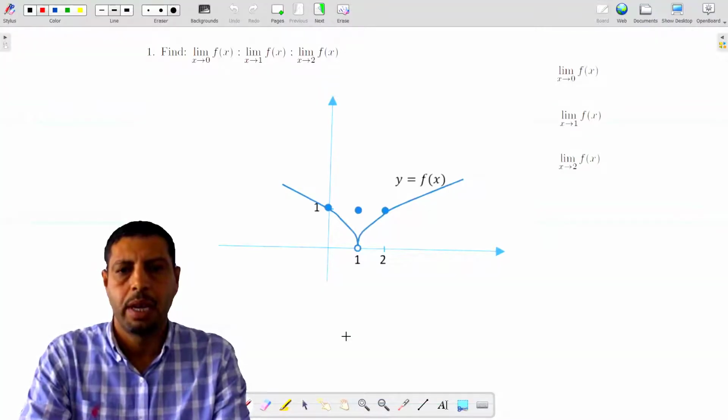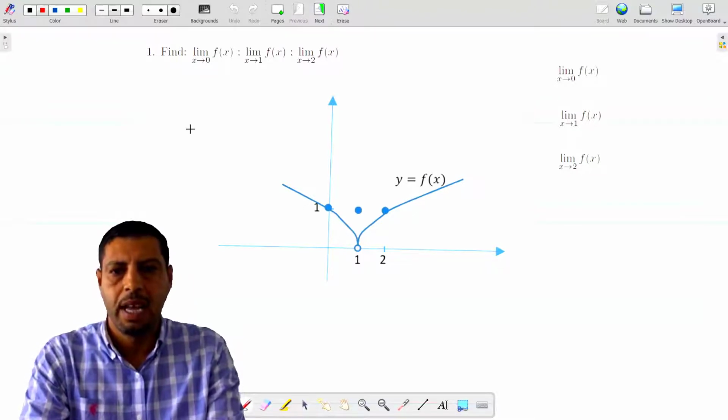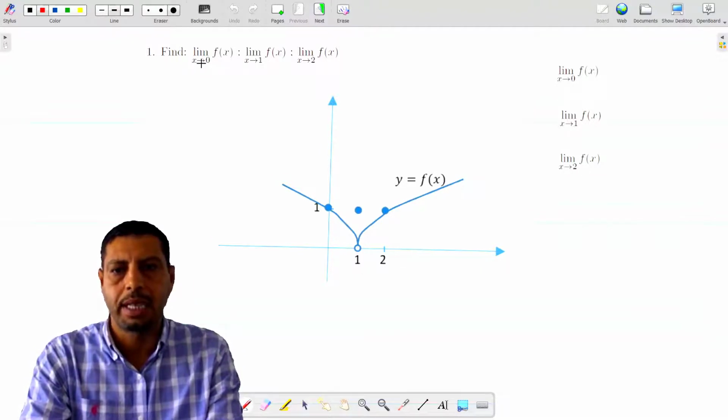So here we're going to try to find some limits using the graph of a function f of x. The first example is this function, and we're going to compute the limit as x approaches 0 of f of x, the limit as x approaches 1 of f of x, and the limit as x approaches 2 of f of x. So let's start with the first one.